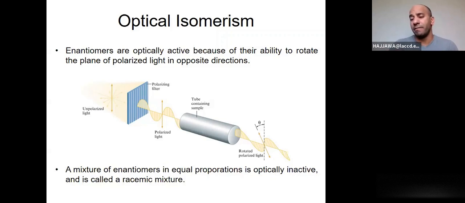Same thing applies here. If I have two compounds in a sample, and these two compounds are enantiomers, they are mirror images of each other, non-superimposable. That means one will rotate the plane polarized light to the right, and one is going to rotate the plane polarized light to the left. So the overall activity is zero. And that's why we would call a mixture like that optically inactive. And that's usually where the term racemic mixture exists. A racemic mixture is a mixture of enantiomers in 50-50%.